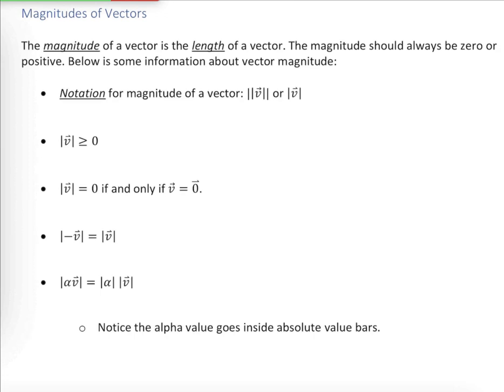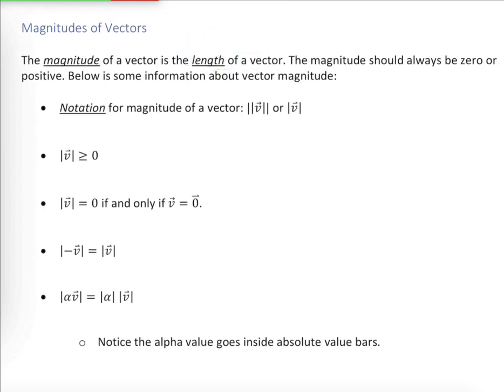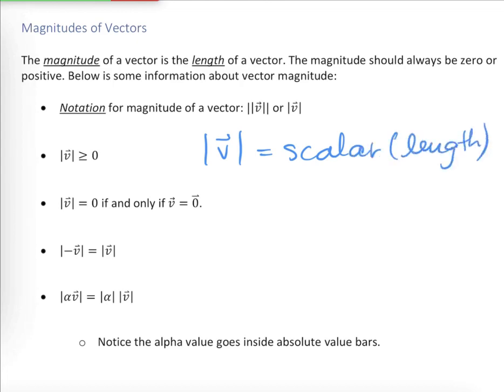We're going to discuss a few of the properties of the magnitude of a vector. The magnitude of the vector, being the length of the vector, is always going to be a positive quantity. When we talk about the magnitude of a vector, we get a scalar quantity that represents the length of that vector. The length would just be 2 or 4 or something like that.